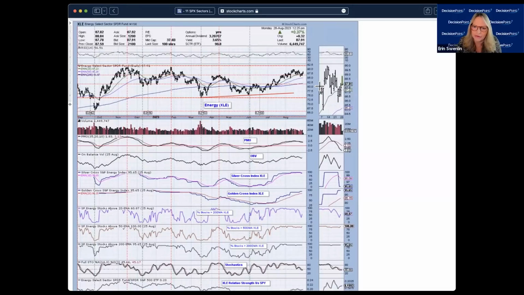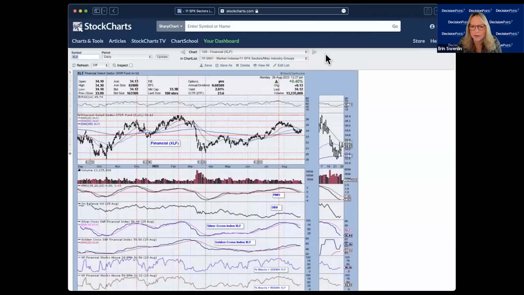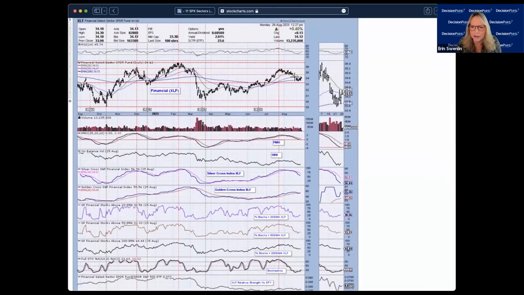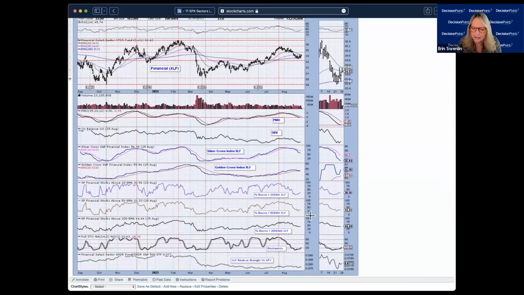But right now it's looking really toppy. Financials look like they want to bottom here, so that's good news. Actually starting to see a little bit of improvement here under the surface on stocks above their 20-day EMA.